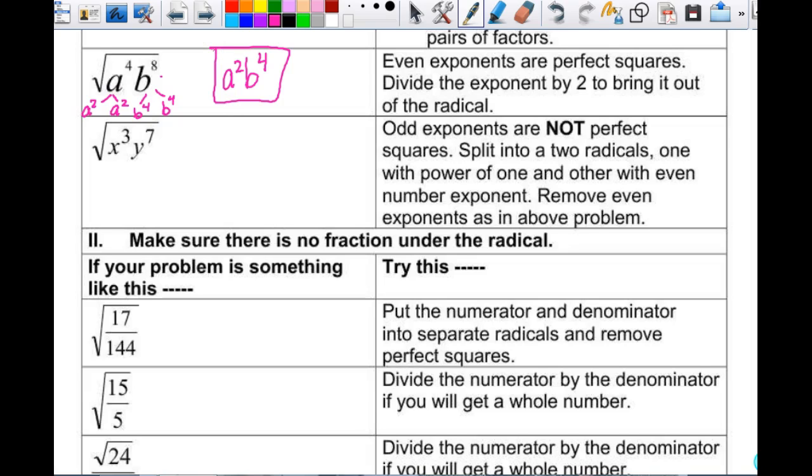If they're odd, you have to take one of them off first. So I would have to make this into the square root of like x squared times x, and then y to the 6th times y. And I'm not saying you would necessarily have to write that, but you at least need to be thinking about the fact that one's going to have to stay behind because they're odd. Then you take the leftover and divide it by 2. So 2 divided by 2 is 1. So this would give me x on the outside. 6 divided by 2 is 3. And then you're left with x times y inside there. And that is as simplified as we can get.